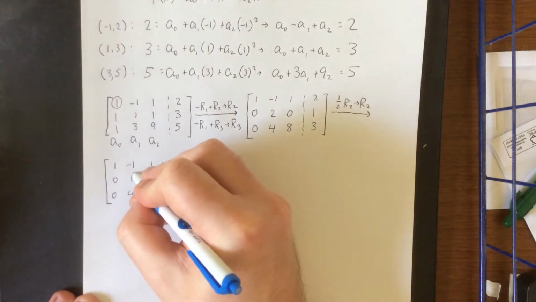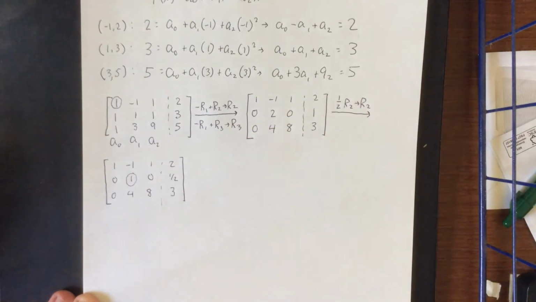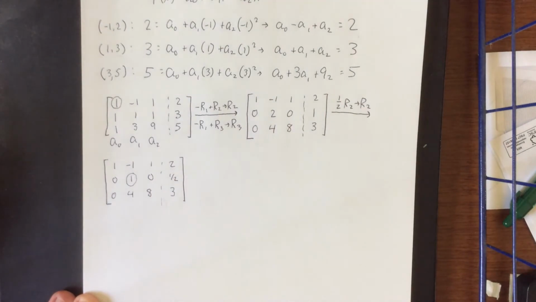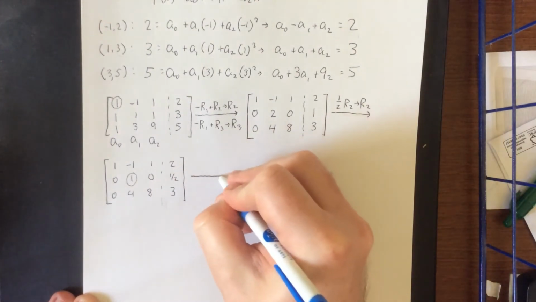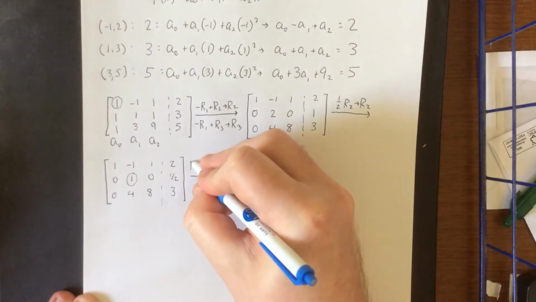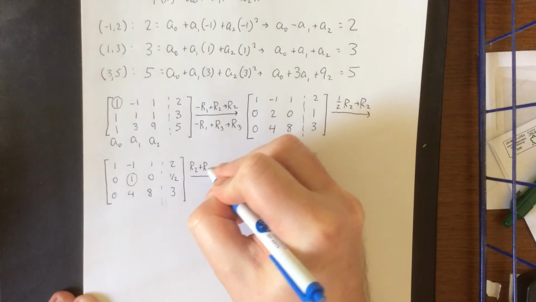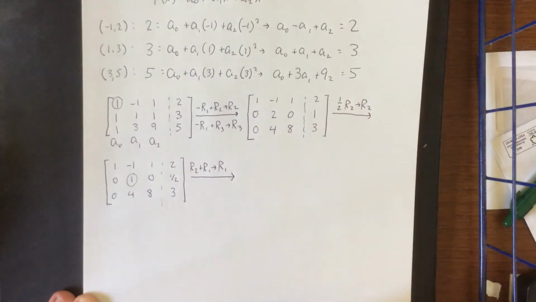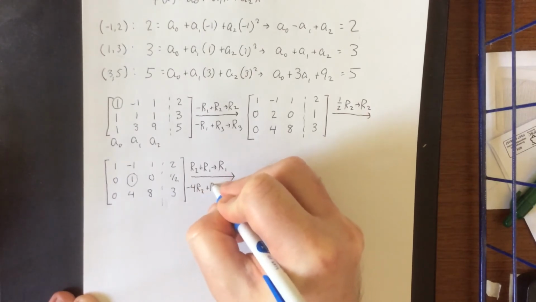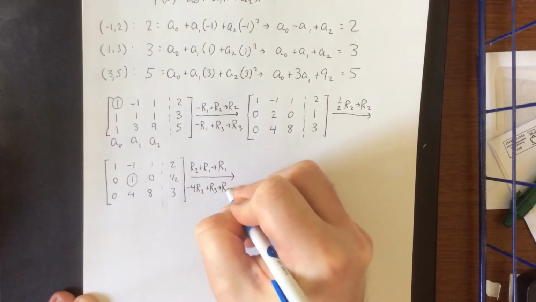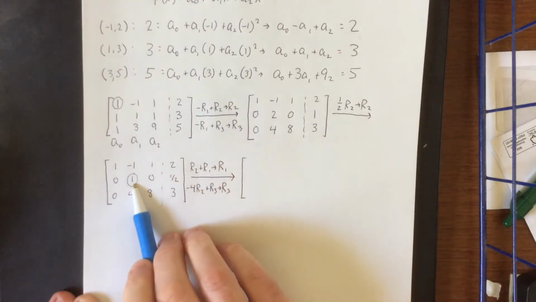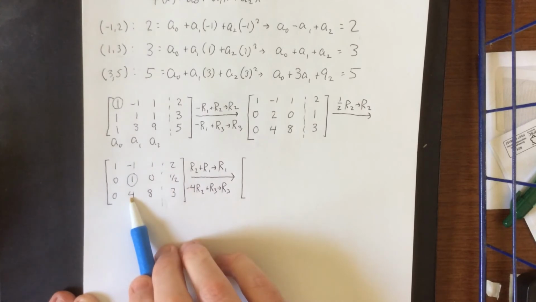Now that we have our lead 1 in the 1, 1 entry, next thing to do is going to be to zero out the entries above and below it. So zeroing out what is above and below it to get reduced row echelon form, we're going to take row 2 added to row 1 to become the new row 1. We'll also take -4 times row 2, add to row 3, that'll become the new row 3. That'll use this lead 1 to zero out the entries above and below it.